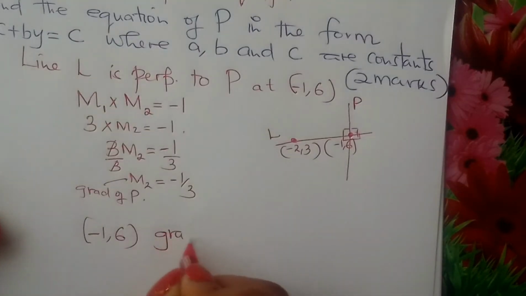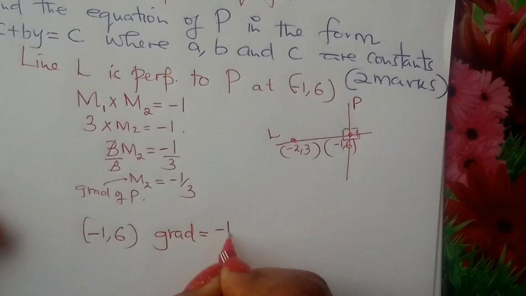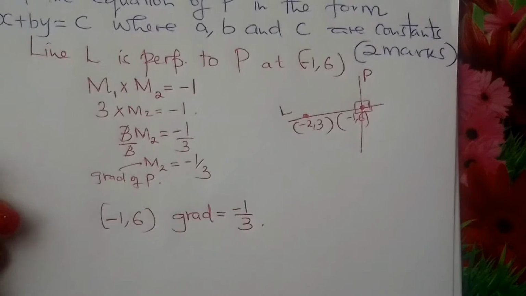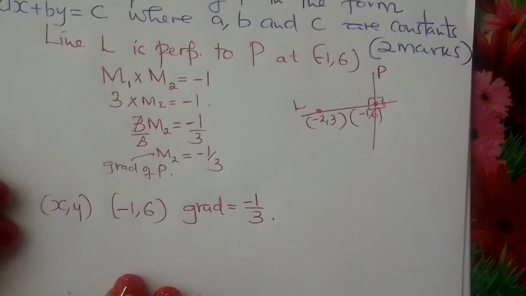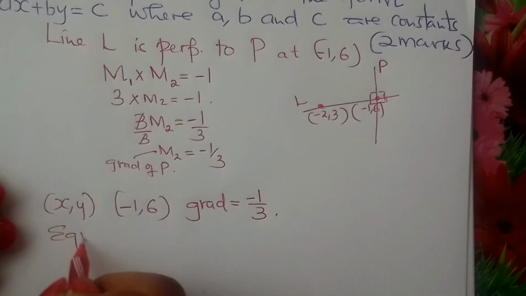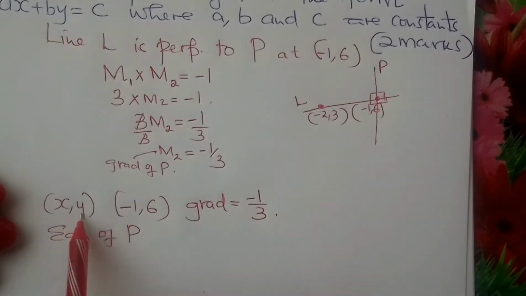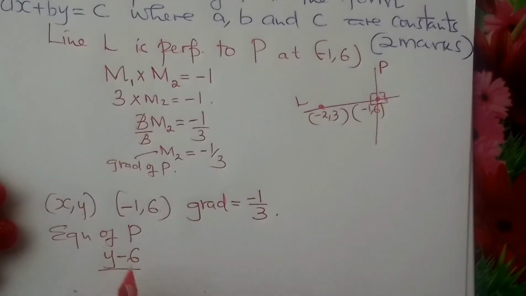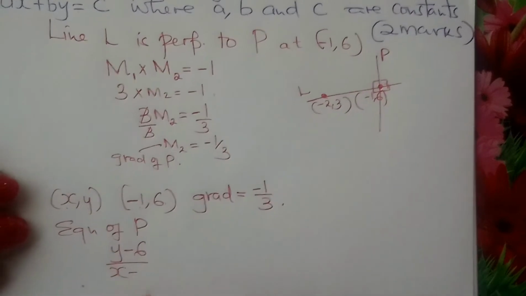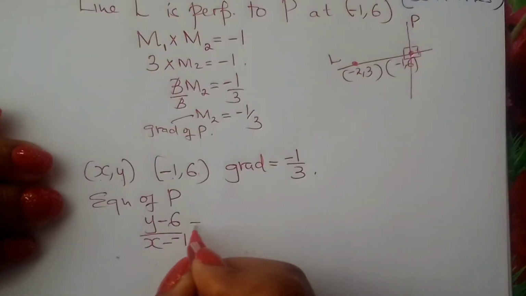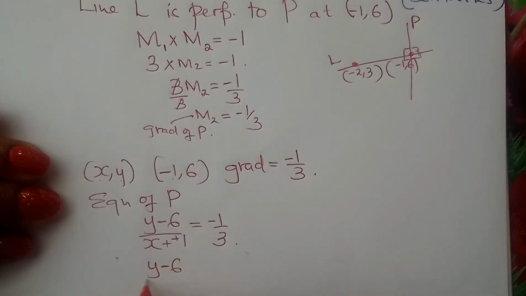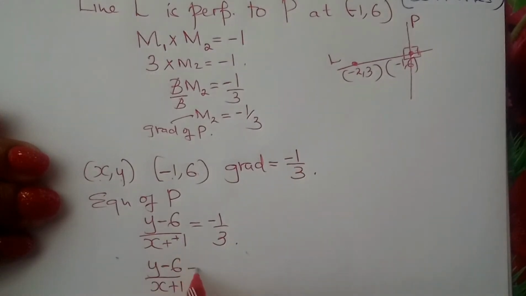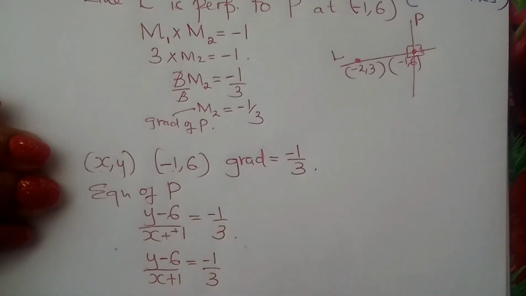Its gradient, the gradient of P, we've got it as negative 1 over 3. Now, introduce point x, y, just like we did to the first one there. So with this, learner, what is the equation of P? Again, you say change in y, divide by change in x, x minus 1 is equals to negative 1 over 3. Learner, minus becomes positive. So we write over x plus 1 is equals to negative 1 over 3.